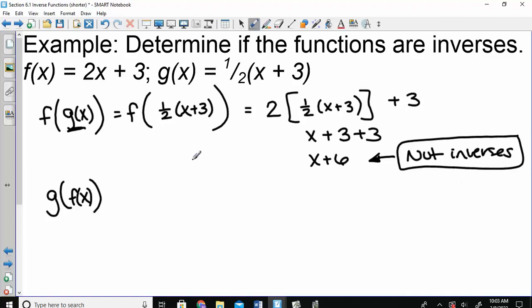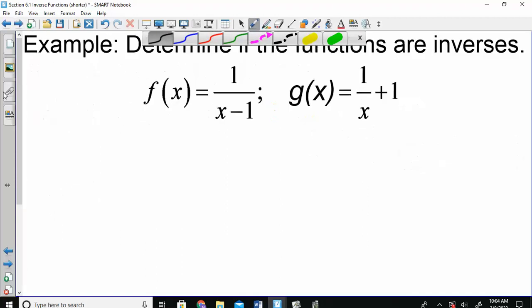How did you get x plus 3 plus 3? So when I plugged, are you okay with this step? Yeah. Okay. So then I did the 2 times 1/2, which was just 1, so those canceled. So then I had that x plus 3, and then the extra plus 3 on the end. Okay. So let's decide if these are inverses.